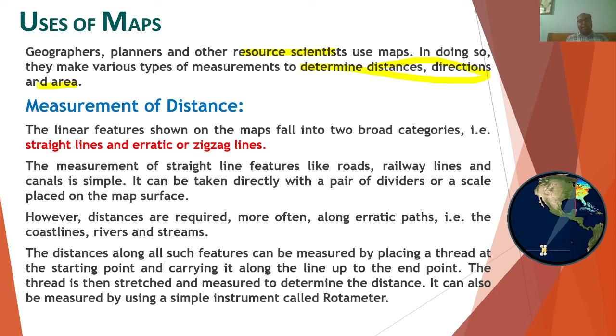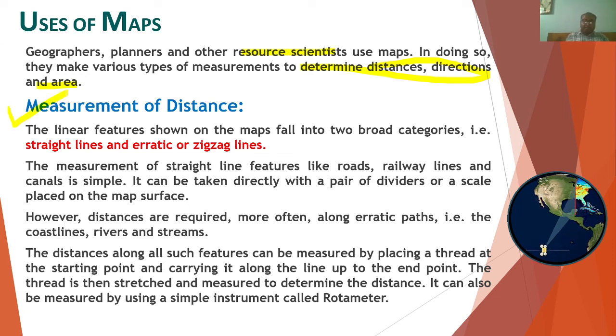And finally, area: in this area, or the area size is like that, particularly in this area only, this feature we can find. So how to measure area, these are the important things. So measurement of distance, at first we will look over here.